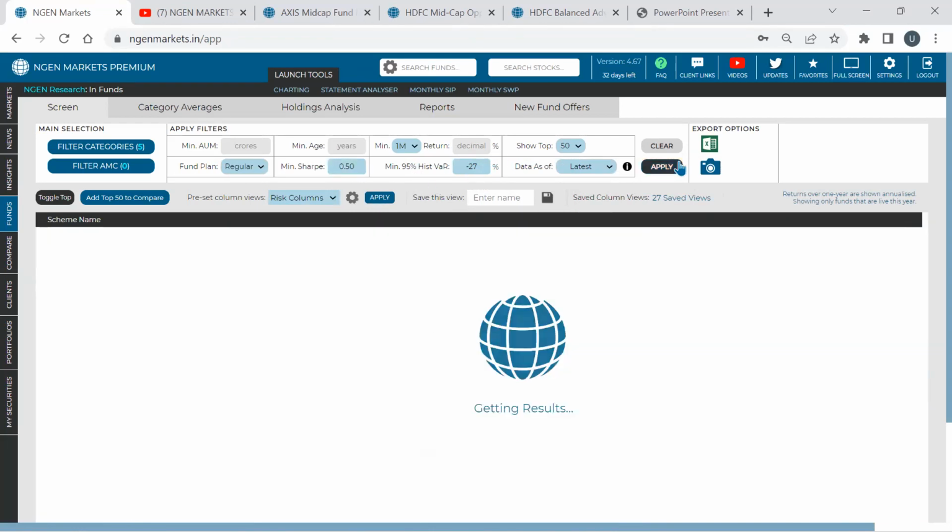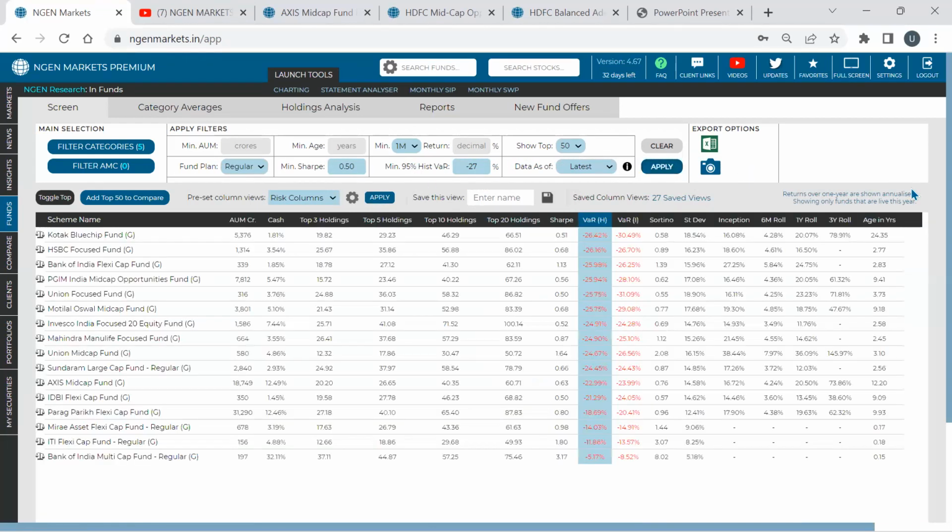Now this depends upon what you would like to have. You can now see that only these funds fit my criteria, right? Now, what if I change my value at risk? What if I would like to have lesser losses? I would like to be more conservative on my own demand.